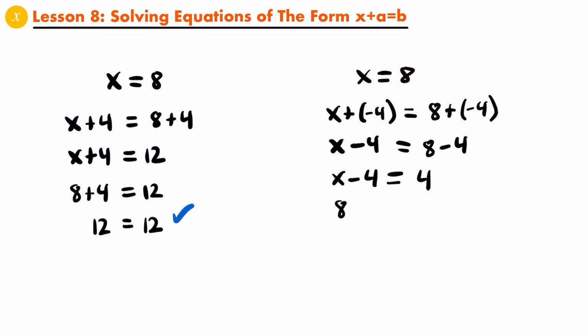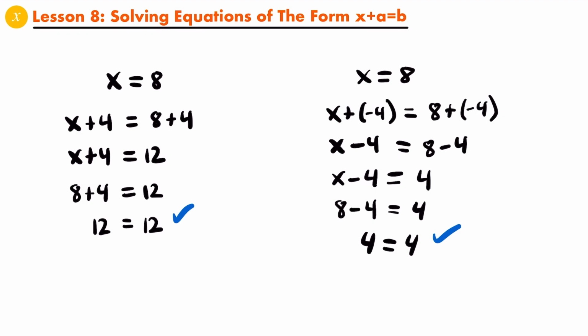We'll get 8 minus 4 equals 4, and 8 minus 4 is 4, so we get 4 equals 4, which is a true statement. So x equals 8 is still a solution to the equation even after we subtract 4 from both sides of the equation.